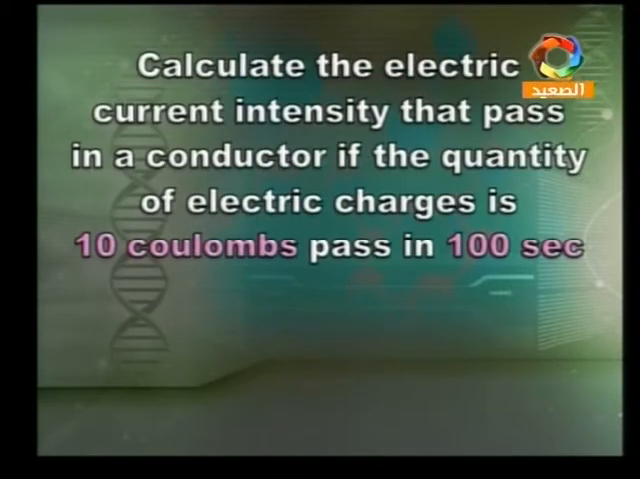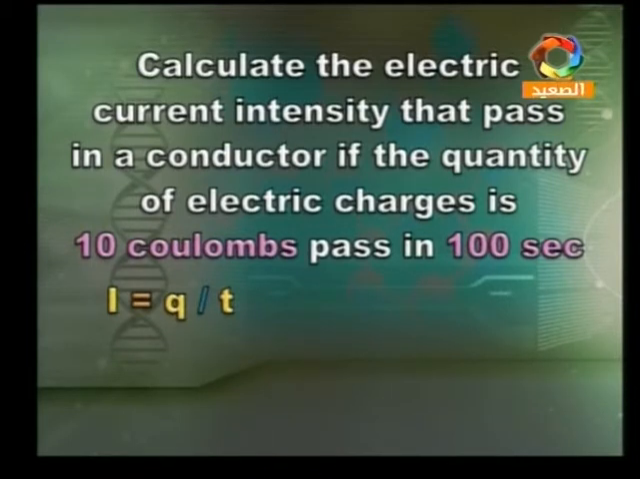These questions tell me to calculate the electric current intensity that passes in a conductor if the quantity of electric charges is 10 coulombs, passing in 100 seconds. Oh, good. We have 2 numbers, 10 coulombs and 100 seconds. How can we answer this type of question? It's very easy. We have the law first. Don't forget this. We have I equals Q divided by T, and I means the electric current intensity.